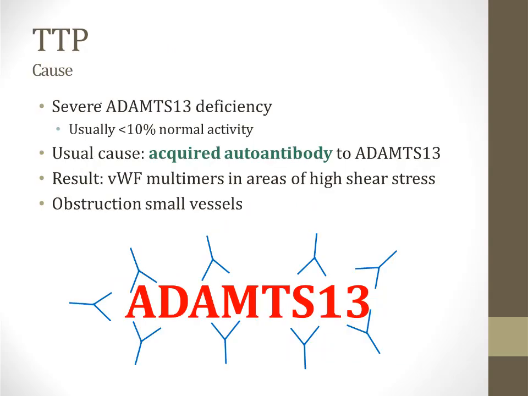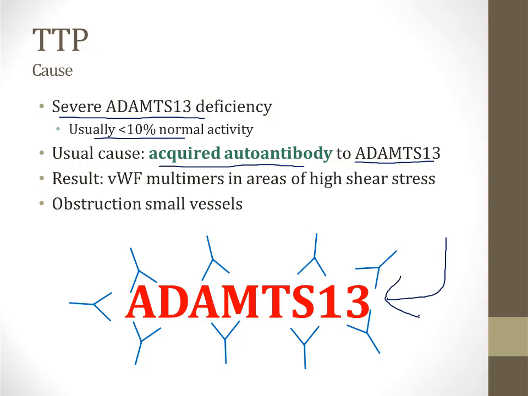So the cause of TTP is a severe deficiency of the ADAMTS13 enzyme. Usually activity levels are less than 10% of normal among patients who develop TTP. The reason this usually happens is because patients develop an acquired autoantibody to the ADAMTS13 enzyme. I've shown you that in the picture at the bottom of the screen to help you remember that.